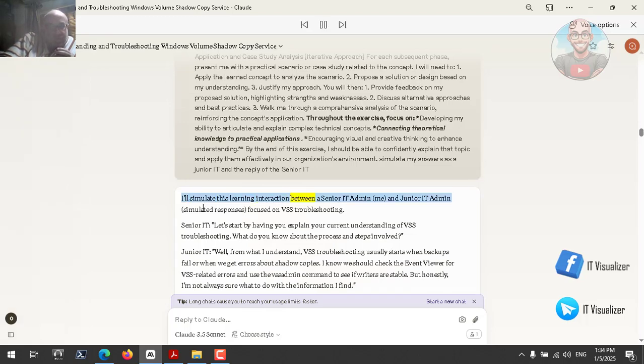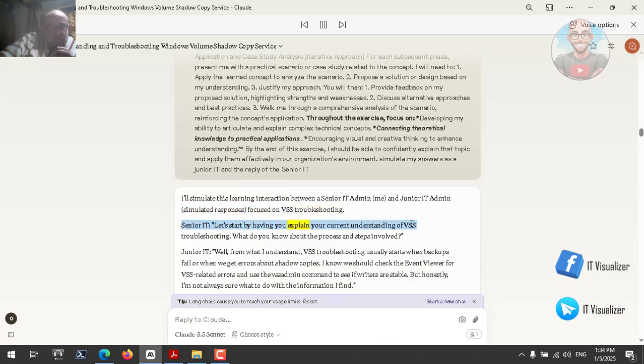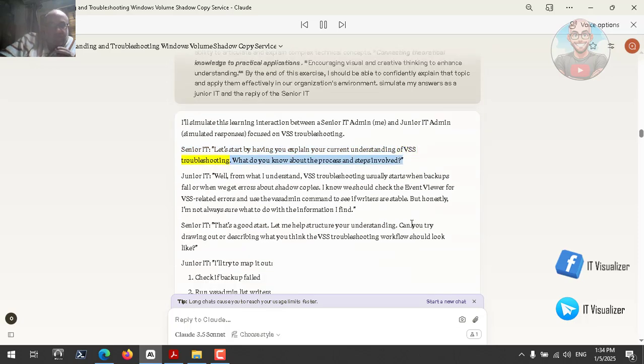I'll simulate this learning interaction between a senior IT admin, me, and a junior IT admin, simulated responses, focused on VSS troubleshooting. Senior IT: let's start by having you explain your current understanding of VSS troubleshooting. What do you know about the process and steps involved? Junior IT: well, from what I understand, VSS troubleshooting usually starts when backups fail or when we get errors about shadow copies. I know we should check the Event Viewer for VSS-related errors and use the vssadmin command to see if writers are stable. But honestly, I'm not always sure what to do with the information I find.